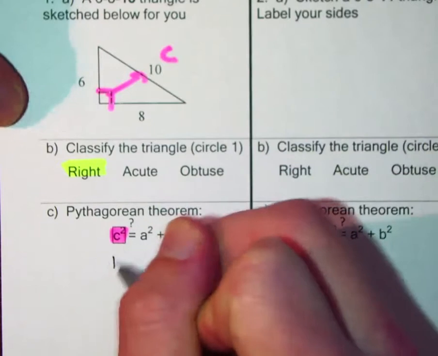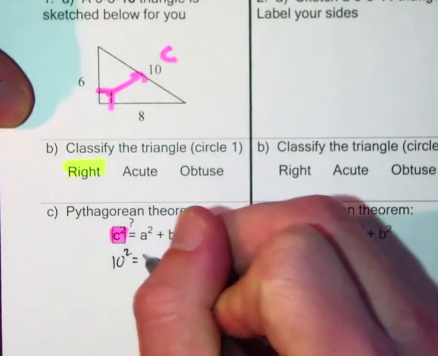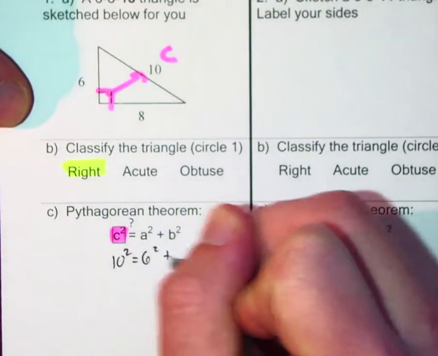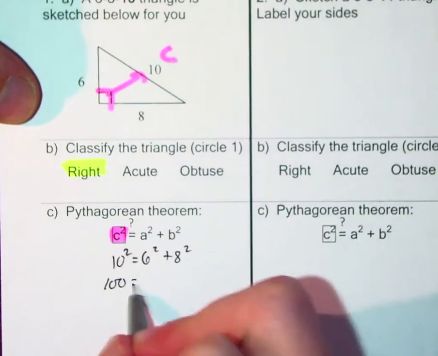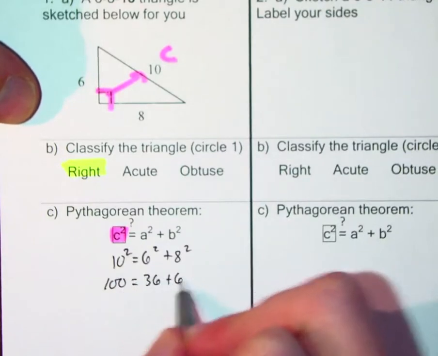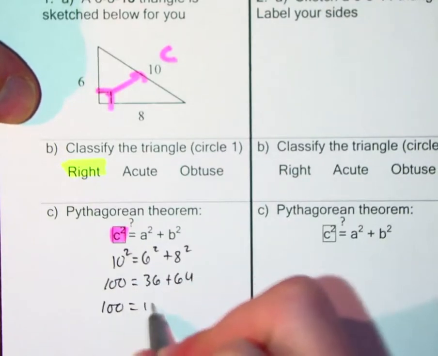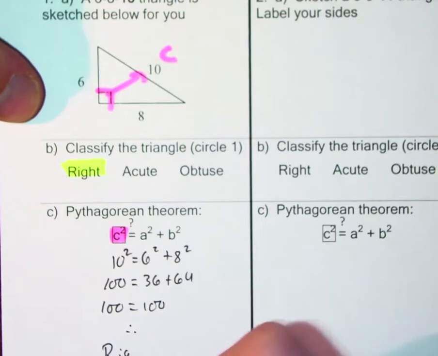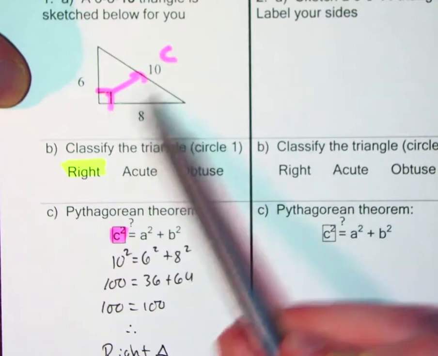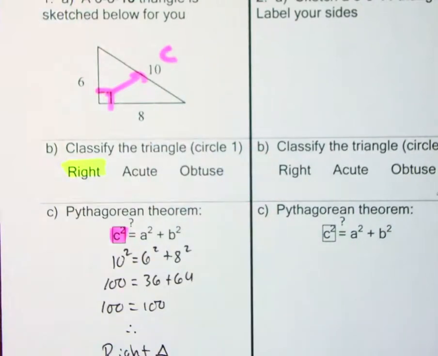So this will be 10 squared, and then I have 6 squared plus 8 squared for the legs. We have 100 equals 36 plus 64, and 100 equals 100. When this happens, we have a right triangle. That's all the proof you need. Again, notice the longest side went in for the c.